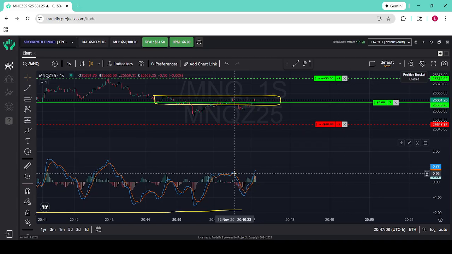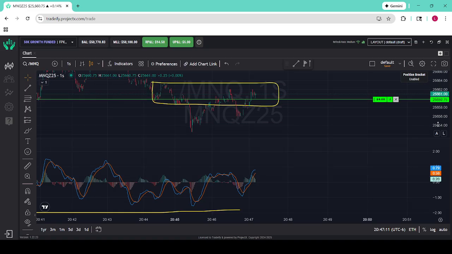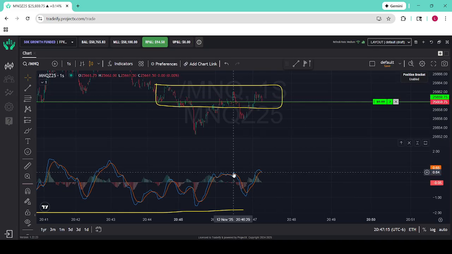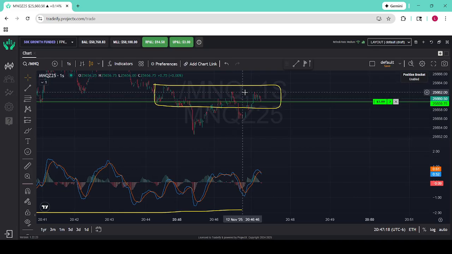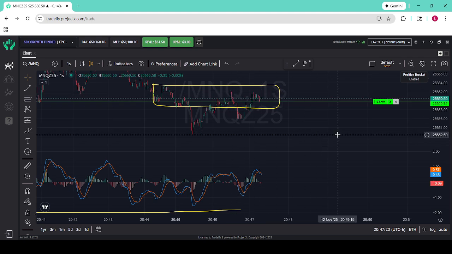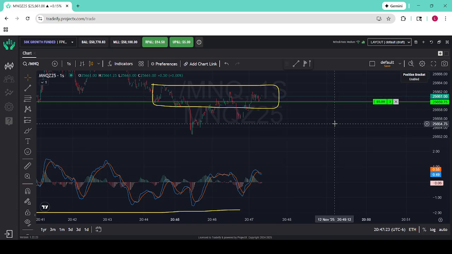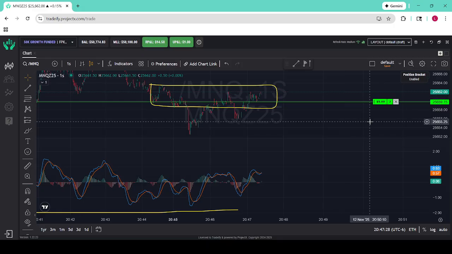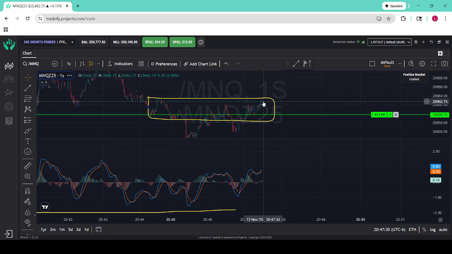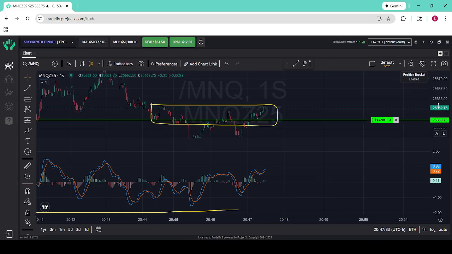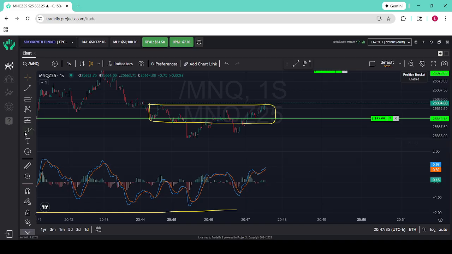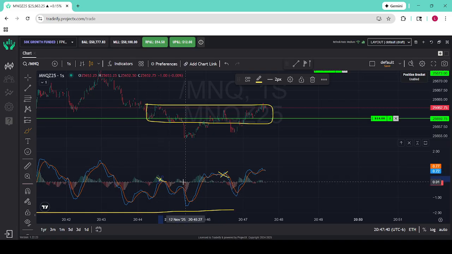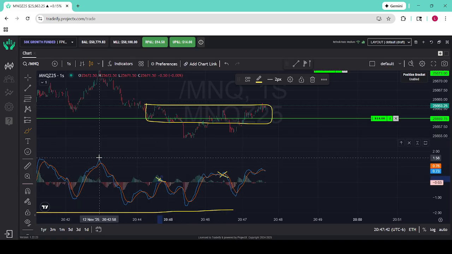Just waiting and waiting. Beat this peak. This peak is beat, so that should be tapped. There we go. We got this one cleared. We got that cleared. We got this cleared. Now we're trying to target this.